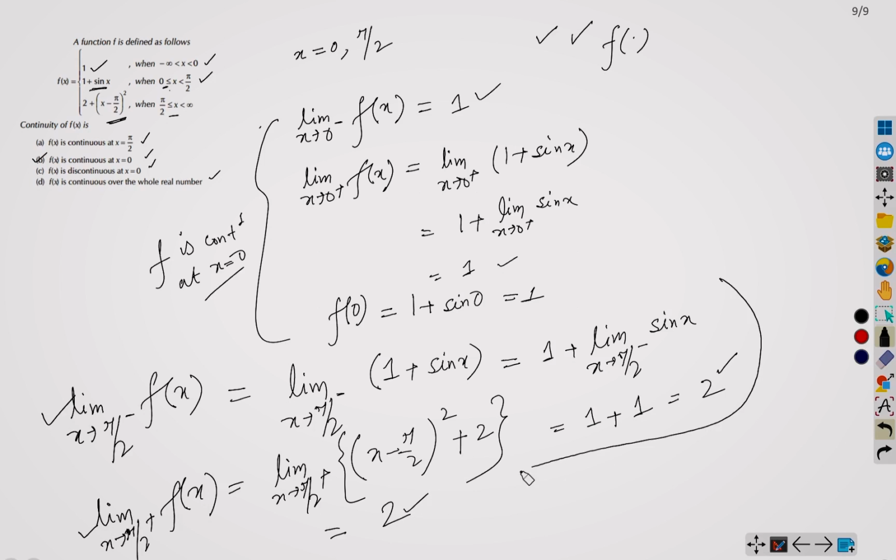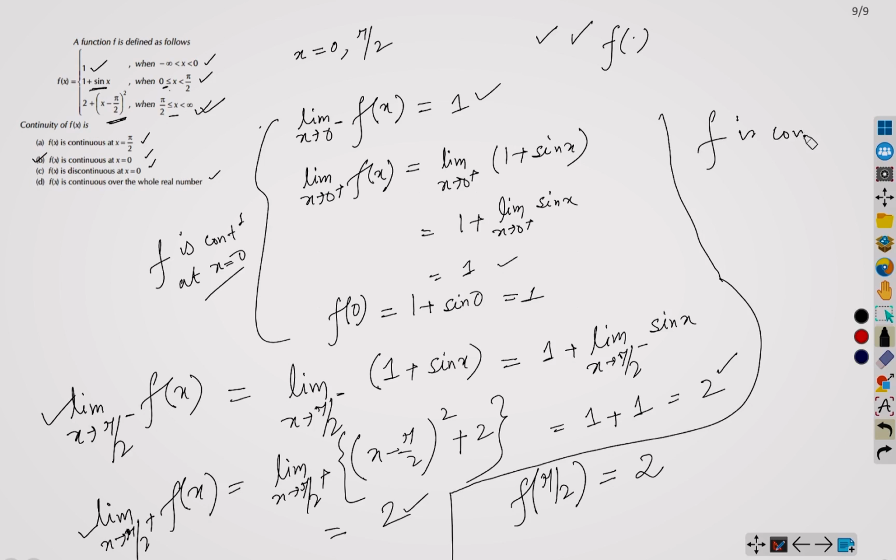And one more thing we have to check here, that is the value at that point, f of pi by 2. Which definition are we going to take? Yes, we will take this one, because here x equals pi by 2. So what is f of pi by 2? f of pi by 2 is also 2, because this is 0.